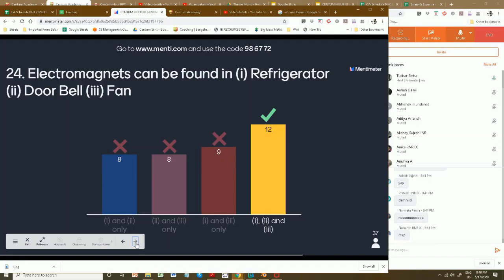Wherever there is a motor, the motor runs on electromagnetic principles, so there has to be an electromagnet. Everywhere there is a refrigerator, there is a compressor, so there is an electromagnet. Without those electromagnets, you can't run these machines. So you must know this.